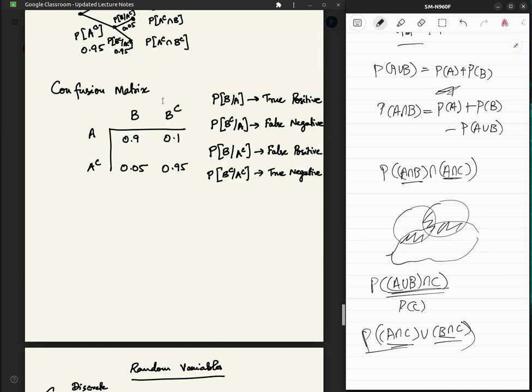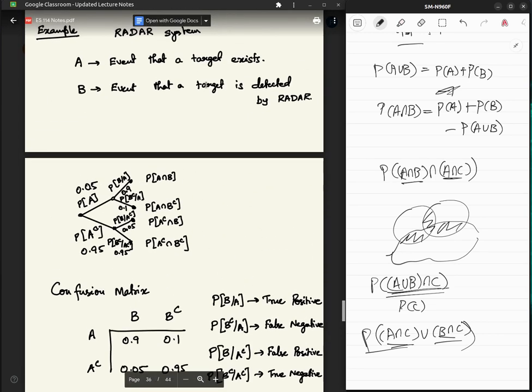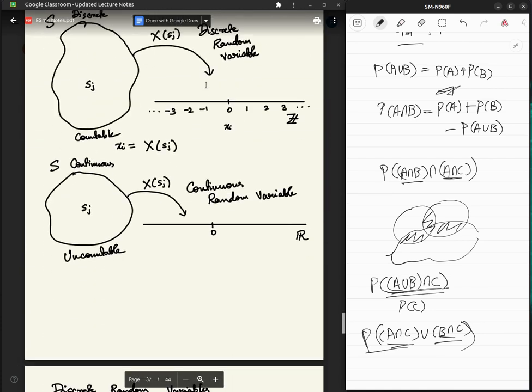Confusion matrix, what? False positive, what is going on? I don't know what's going on, but it's some kind of example.